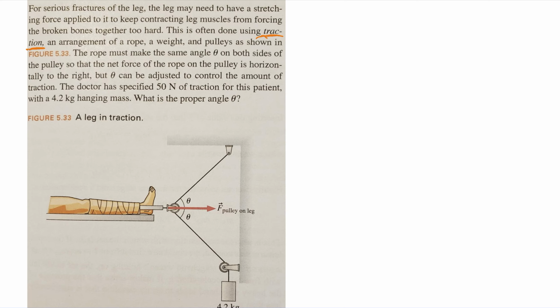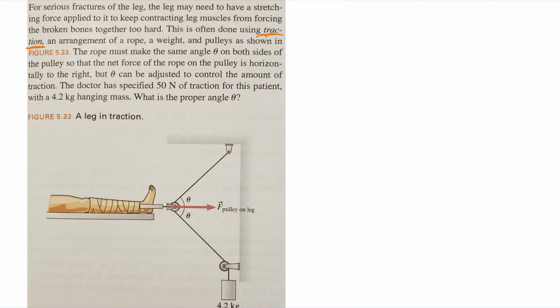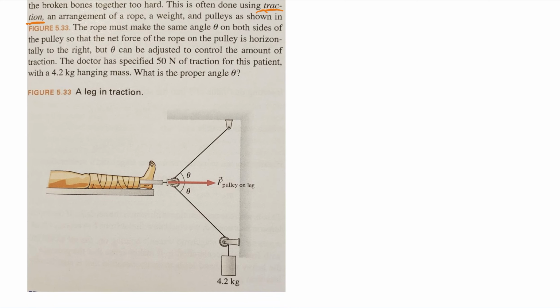If you've ever heard of somebody being put in traction, this is one way that traction can be done. It's an arrangement of a rope, a weight, and pulleys, as we can see in this figure. The person is put on a beam, a bed, or something like that, and then we have an attachment up here, like on the ceiling, and then the rope comes down, attaches to the stretcher or bed, or to this joint right here, and then comes back and aligns here with some weight.